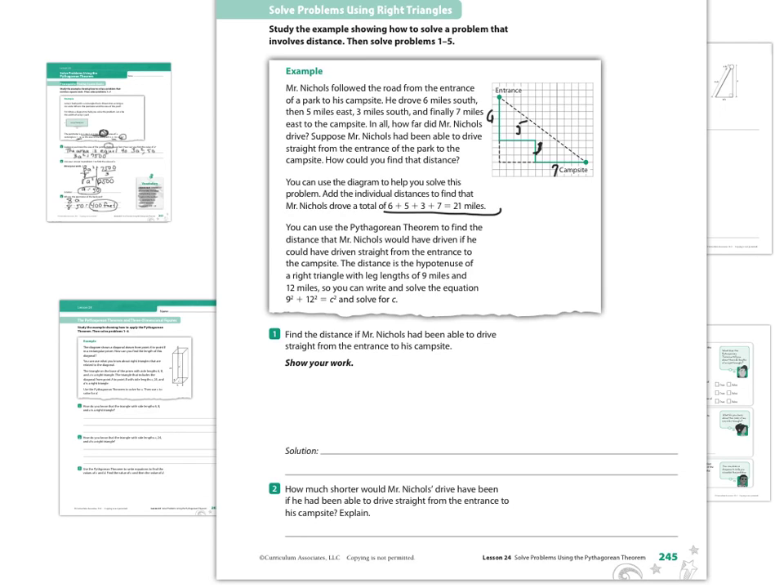Well, how far did he drive? It would be a total distance of 6 plus 5 plus 3 plus 7, which equals 21 total miles. The question goes on to say, if he could have drawn or driven straight from the entrance right to the campsite, what would that distance be? If you notice, they drew in a right triangle. Since we're dealing with right triangles and we want to find the length of a side, we can use the Pythagorean theorem, which is a squared plus b squared is equal to c squared. That helps us find unknown distances in right triangles and right triangles only.